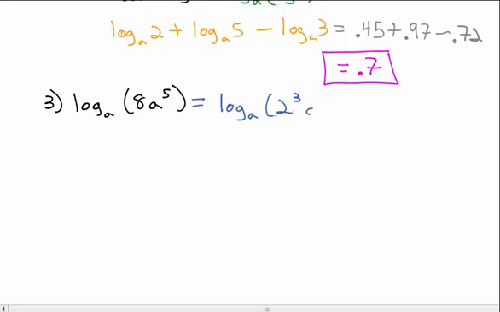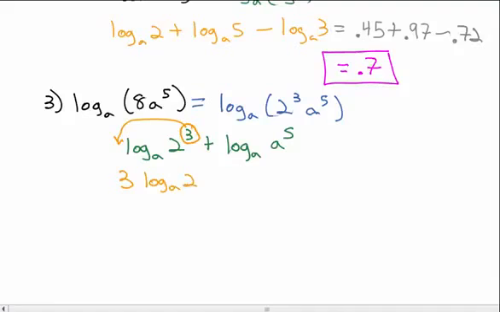8 is 2 cubed times a to the 5th. And so when we write this as 2 logs, we'll write it as log base a of 2 to the 3rd plus log base a of a to the 5th. Well, we know the 3 can move out front. So we have 3 log base a of 2 plus, we should also know that log base a of a to the 5th is 5, because the base of the log matches the base of the problem, so the solution is the exponent.